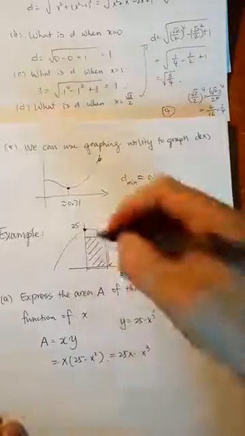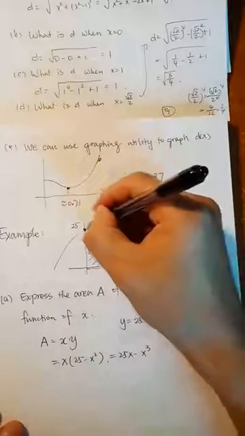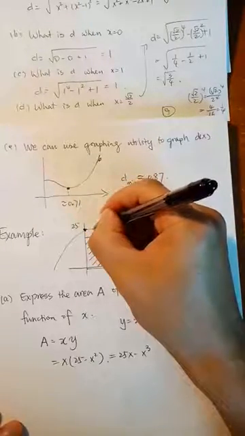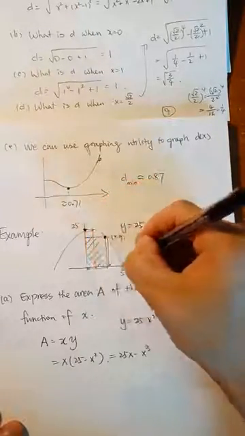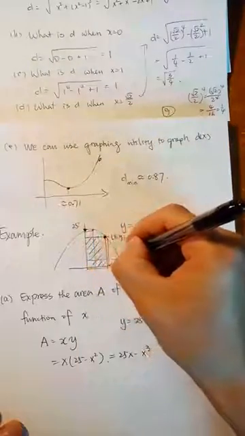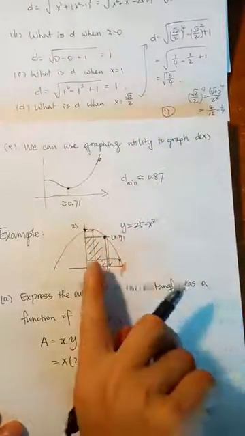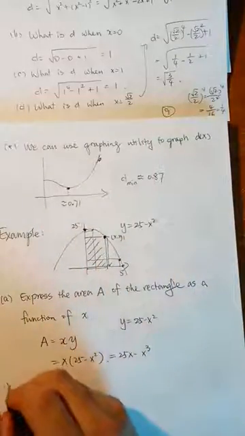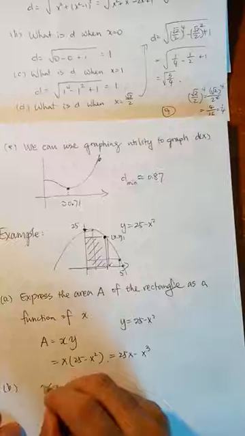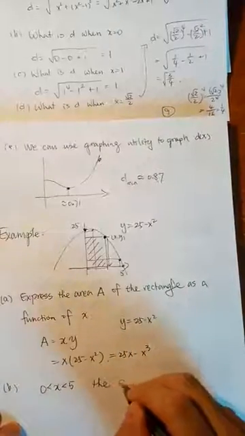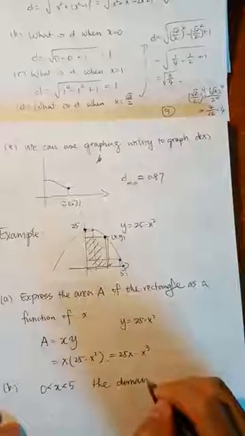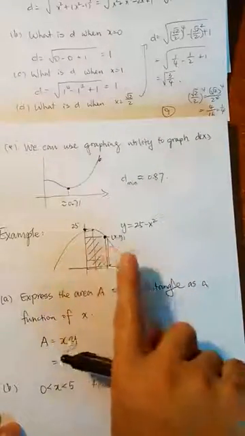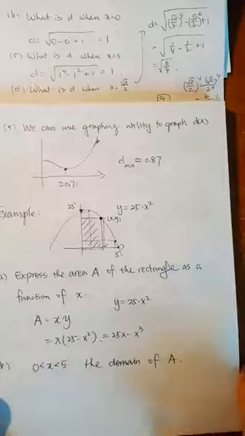And you see here, in order to form a rectangle, we only allow the point to be on this part. If you have a point here, you have this kind of rectangle. You have a point here, you have this kind of rectangle. So the x should be between 0 and 5. This is x. It should be between 0 and 5 to have a rectangle.